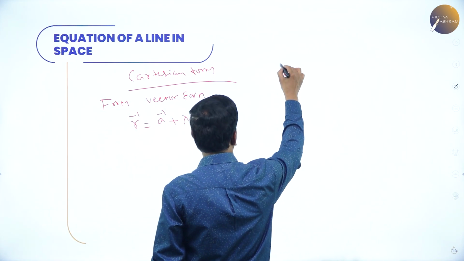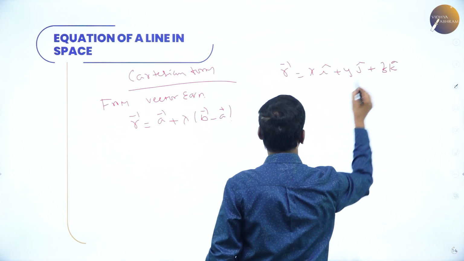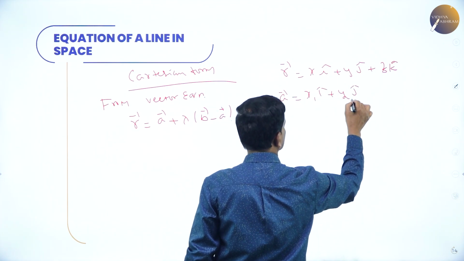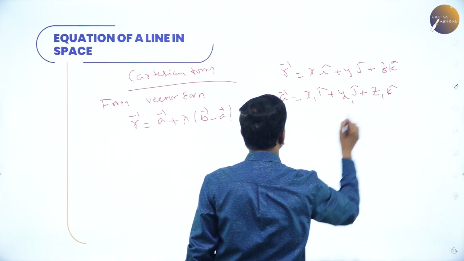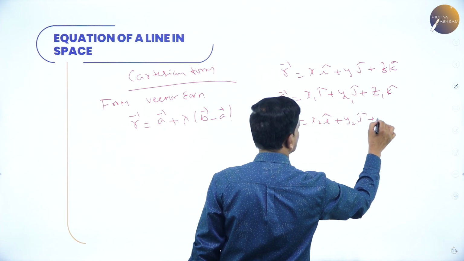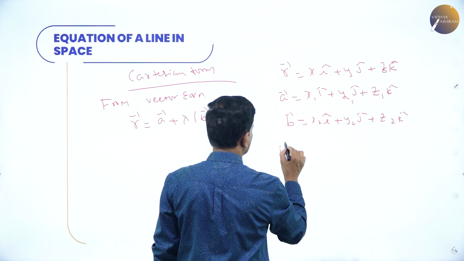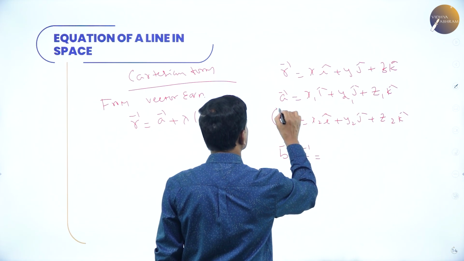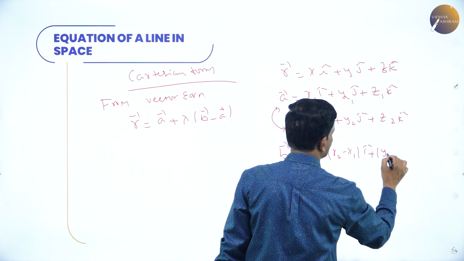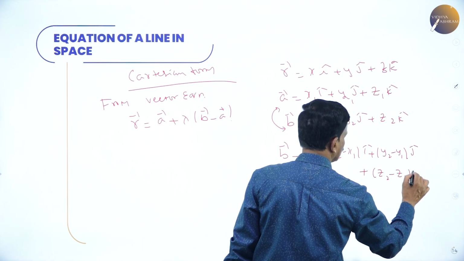Now, what do we have? Vector r is xi plus yj plus zk, and vector a is nothing but x1i plus y1j plus z1k. Vector b is equal to x2i plus y2j plus z2k. Now, just find out b minus a first. Subtract this, what will you get? x2 minus x1 into i plus y2 minus y1 into j plus z2 minus z1 into k.